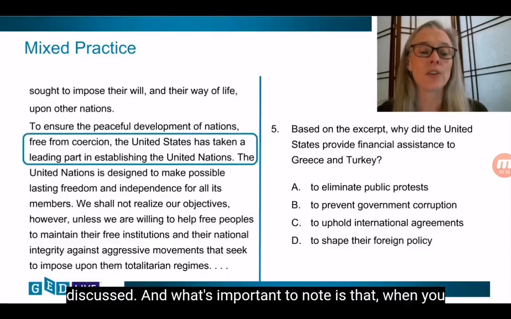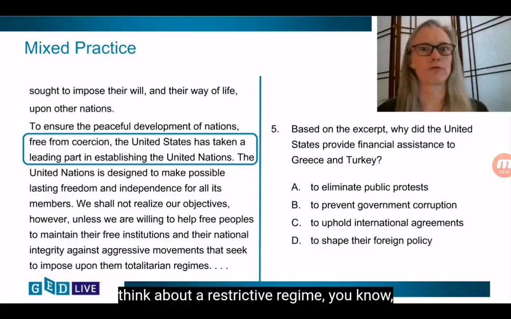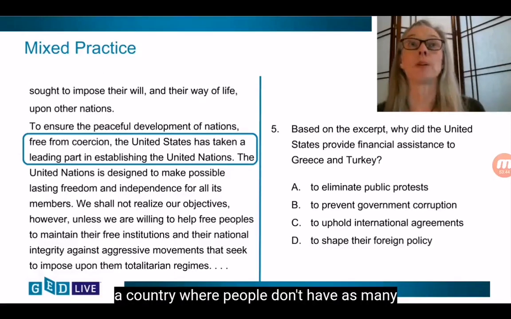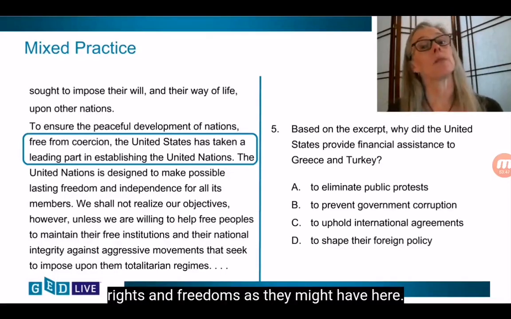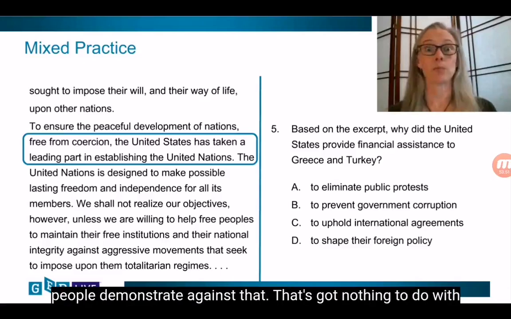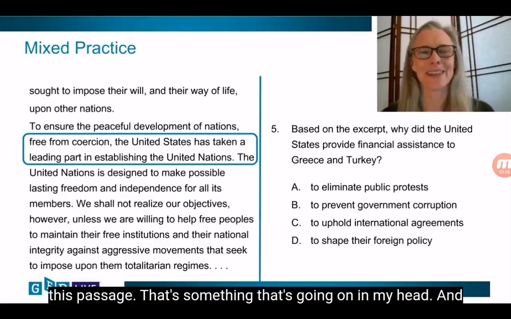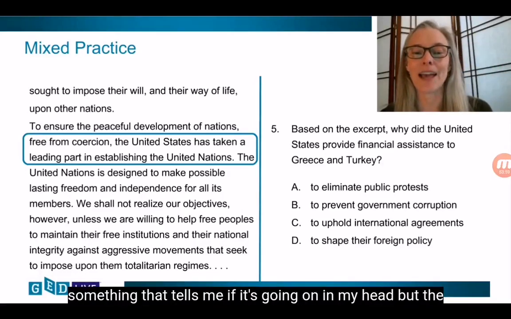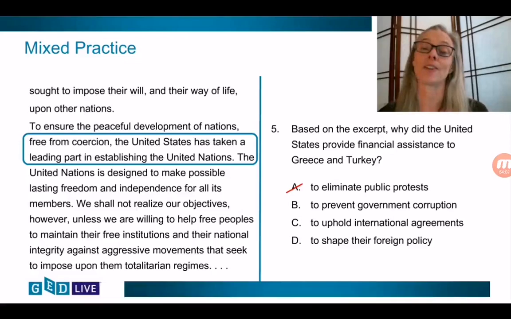And what's important to note is that when you think about a restrictive regime, a country where people don't have as many rights and freedoms as they might have here, one of the first things that comes to mind is that sometimes people demonstrate against that. That's got nothing to do with this passage. That's something that's going on in my head. And if it's going on in my head, but the passage doesn't mention it, that's not going to be correct.